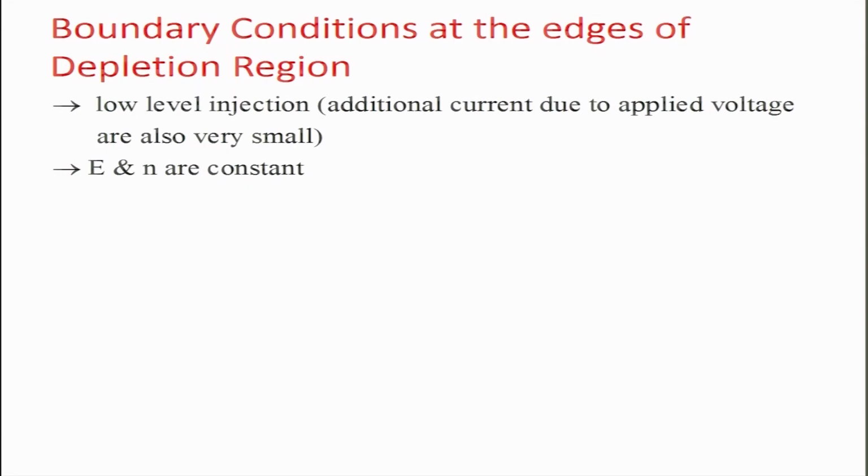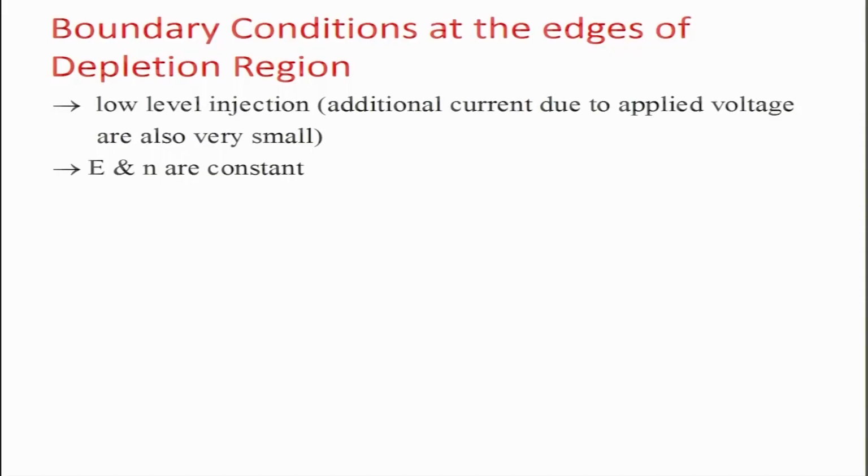So boundary conditions at the edge of the depletion region: first we assume that there is a low level injection condition, right, and also that the additional current that we apply because of the applied voltage is very small, at least in the depletion region. Okay, and we assume that the electric field is constant, and that the majority carrier concentrations are constant.